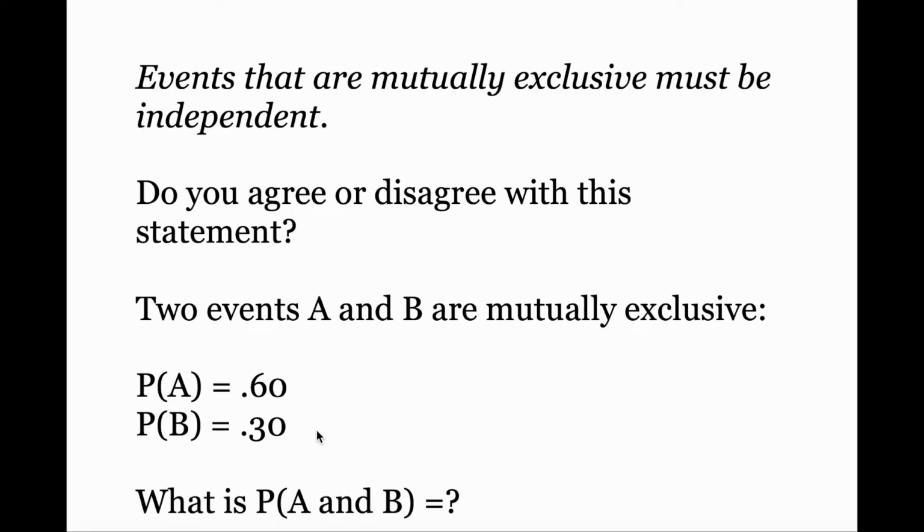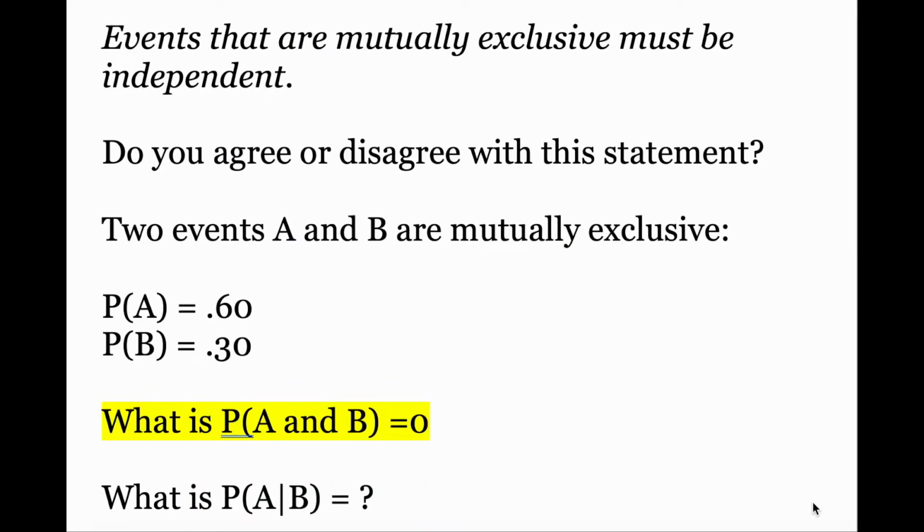Now, if two events are mutually exclusive, it means they do not have any intersection. Hence, probability of A and B occurring is equal to 0. Now, the second question is, what is the probability of A occurring given that B has occurred?